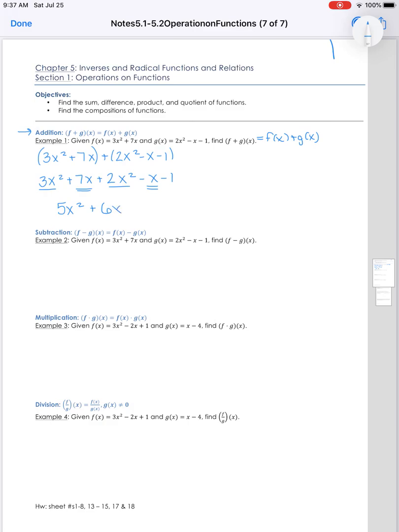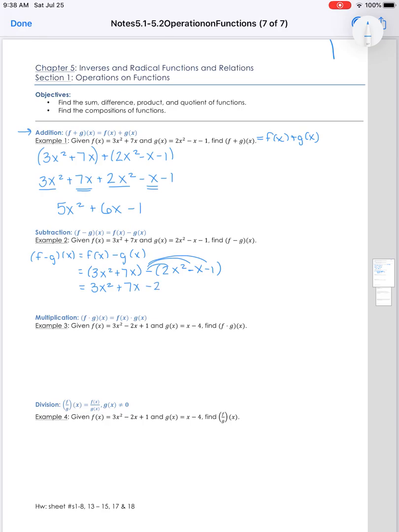So we get 3x squared plus 7x plus, so that's our first one, plus our second one, 2x squared minus x minus 1. Your goal is to get rid of the parentheses. So with addition, that doesn't really impact anything. And then with your final thing that you have to do, you just have to make sure that you combine all your like terms. So 5x squared plus 6x minus 1 is the answer for the first one.